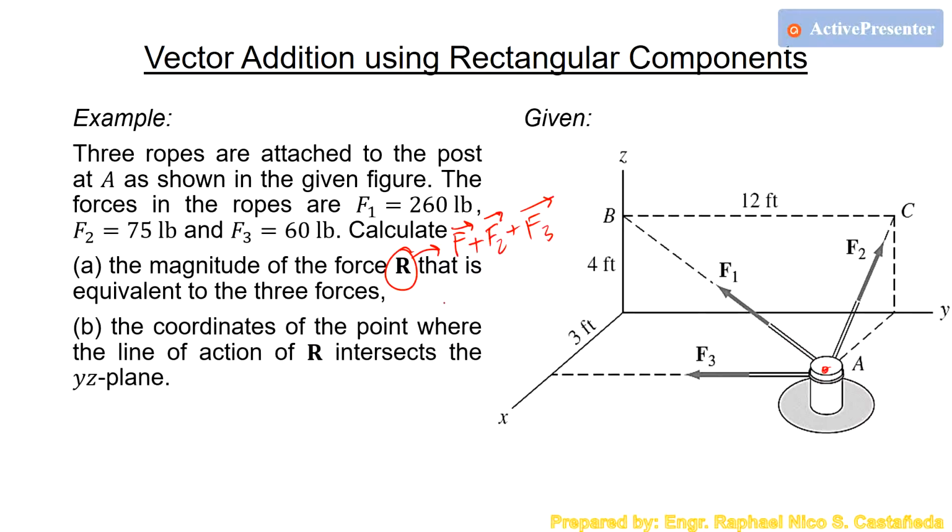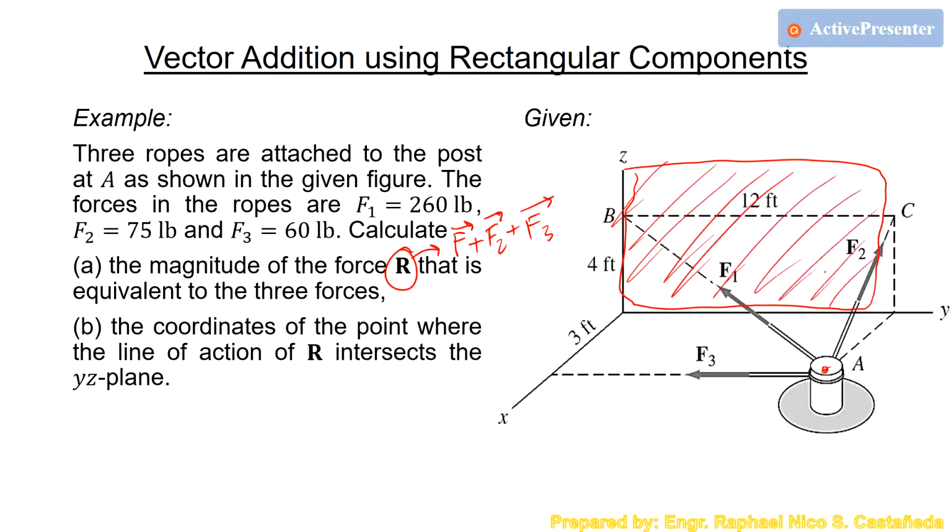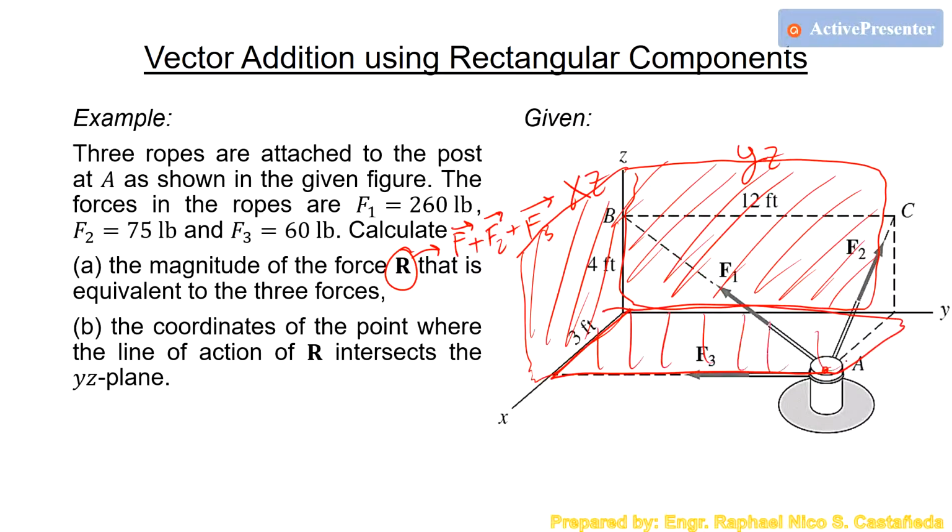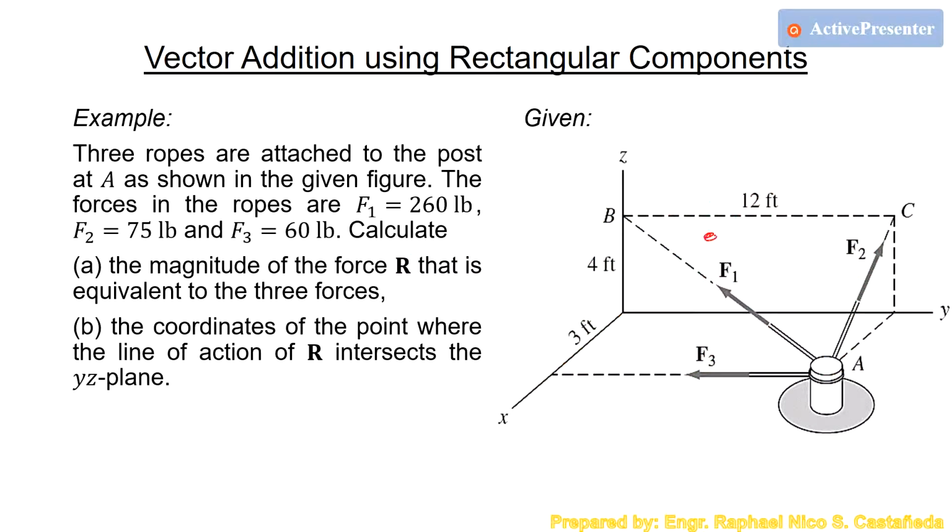Then we have the coordinates of the point where the line of action of R intersects the YZ plane. As you can see, this is the YZ plane. Imagine this as a 3-dimensional figure. So we have 3 planes. This is the YZ plane, and this one is the XZ plane. And this one right here is the XY plane. So basically, we want this plane right here. We want to determine at what point R will intersect.